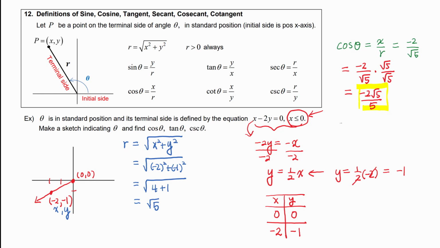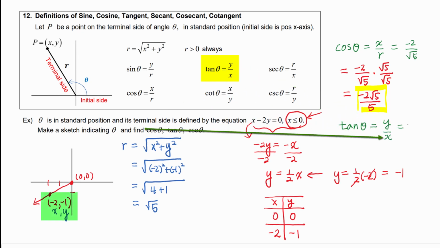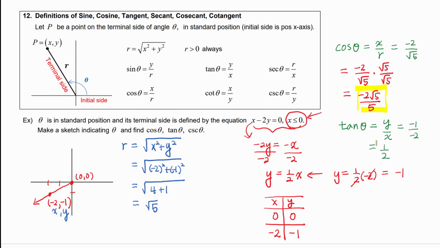Now I can find tangent theta, which is equal to y over x. That is negative 1 over negative 2, which gives me 1/2. So I found the tangent theta. Lastly, I need cosecant theta, which is equal to r over y. So I will get radical 5 over negative 1, so you get negative radical 5 as your cosecant theta.